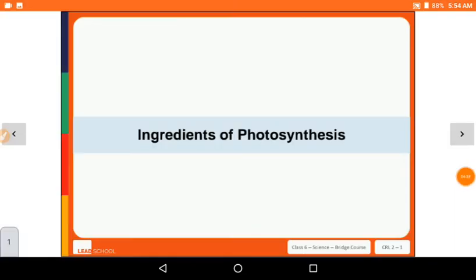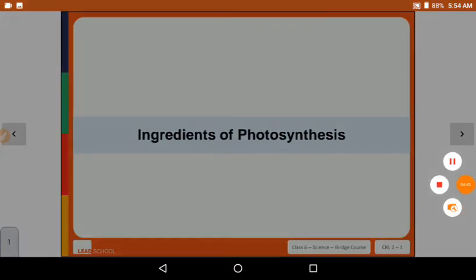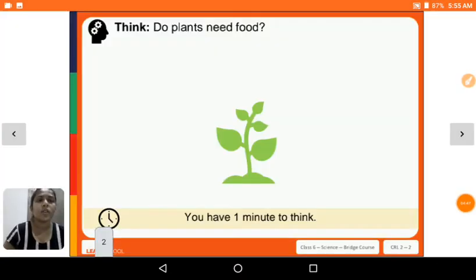We just learned about the parts of a plant. Now let us understand more about plants. So first question, do you think plants need food?